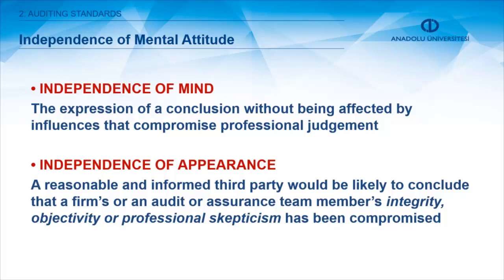What does it mean? Independence of mind is the expression of a conclusion without being affected by influences that compromise professional judgment. Independence of appearance means a reasonable and informed third party would be likely to conclude that a firm's or an audit or assurance team's members' integrity, objectivity, or professional skepticism has been compromised. So, independence of appearance is really important because professional skepticism, integrity, and objectivity come together under it, and as an auditor, you have to combine them, integrate them, and act with them.